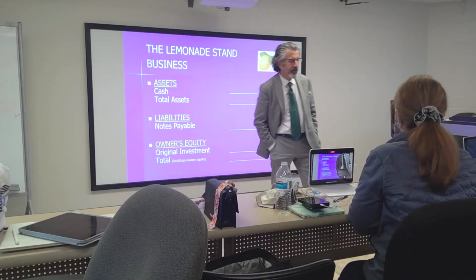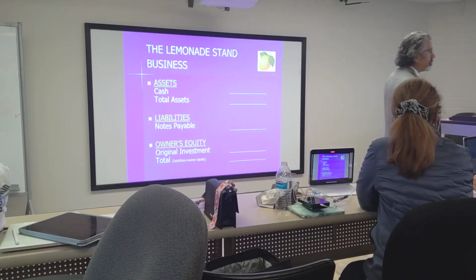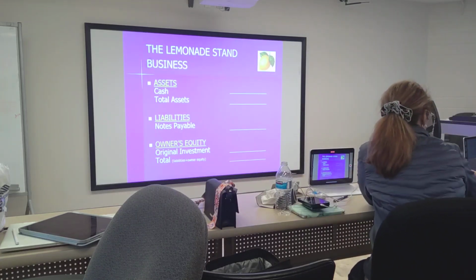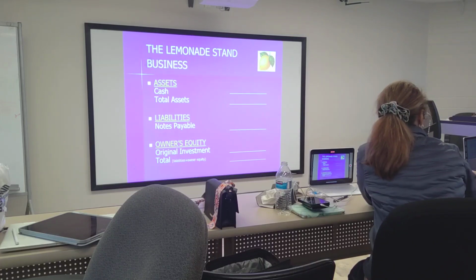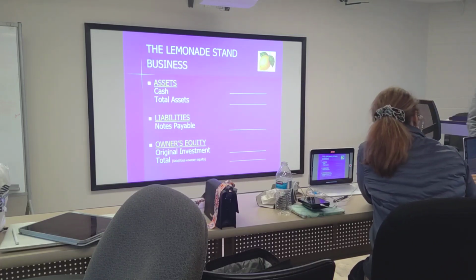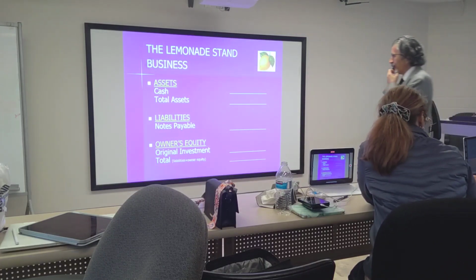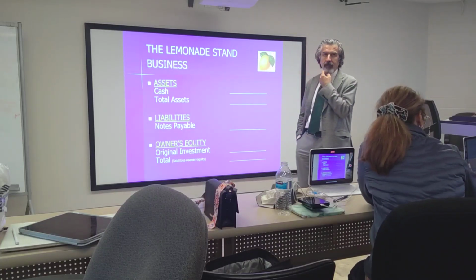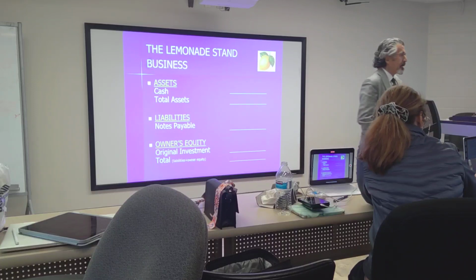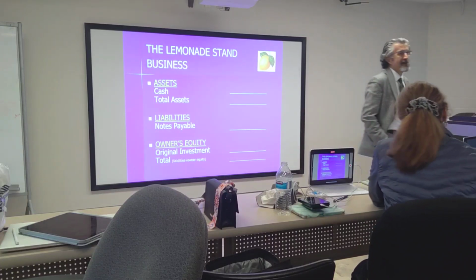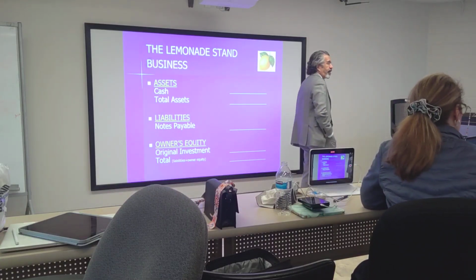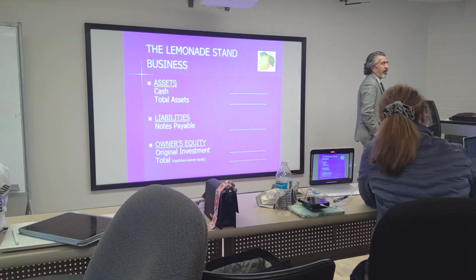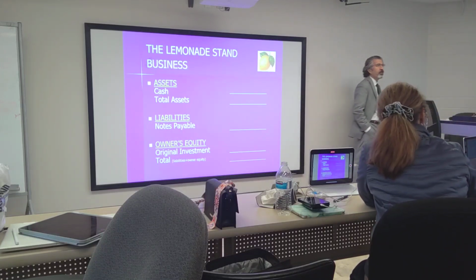Work together. Don't work together. Work together is better. So the assets is what we have, which is cash. That's 15, okay? So it's 15. Total assets is 15. Liabilities, note payables are $10 because my mom and dad lent me 10. My original investment was $5. My total was 15.